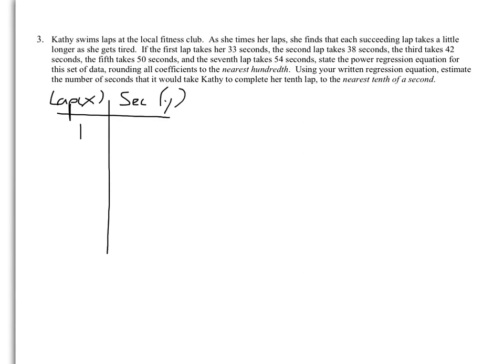So for 1 lap, it was 33, 2 laps, 38, 3 laps, 42, 5 laps, 50, and finally 7 laps was 54. Rereading the question, I found that this one again is asking for a different type of regression equation. This one here is asking for a power regression equation.